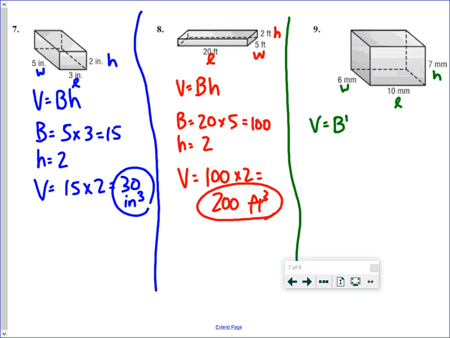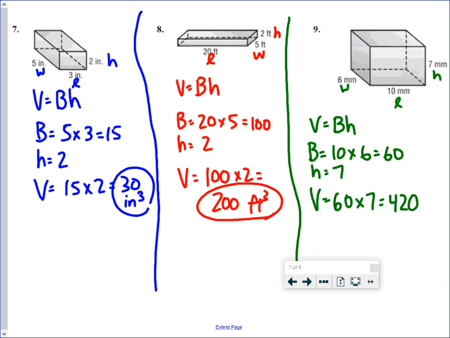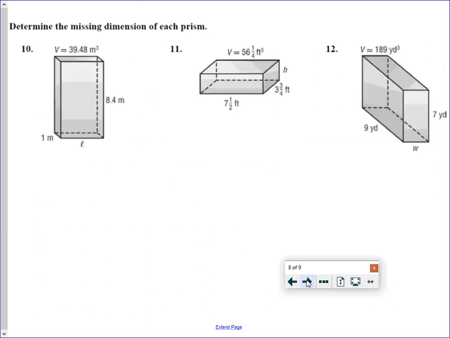And our last example on this page, we got our width, our length, our height. Volume is base area times height. Our base area is length times width, which is 10 times 6, which is 60. Our height is 7. Our volume is 60 times 7, which is 6 times 7, add a 0, and we get 420 millimeters cubed. Once again, pause it, rewind it if you need to. Do a few more here. A little bit harder math.